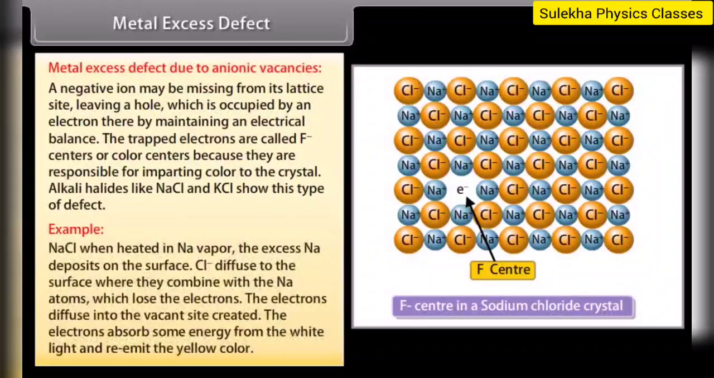Example: NaCl when heated in Na vapor, the excess Na deposits on the surface. Cl⁻ ions diffuse to the surface where they combine with Na atoms, which lose electrons. The electrons diffuse into the vacant site created. The electrons absorb some energy from the white light and re-emit the yellow color.